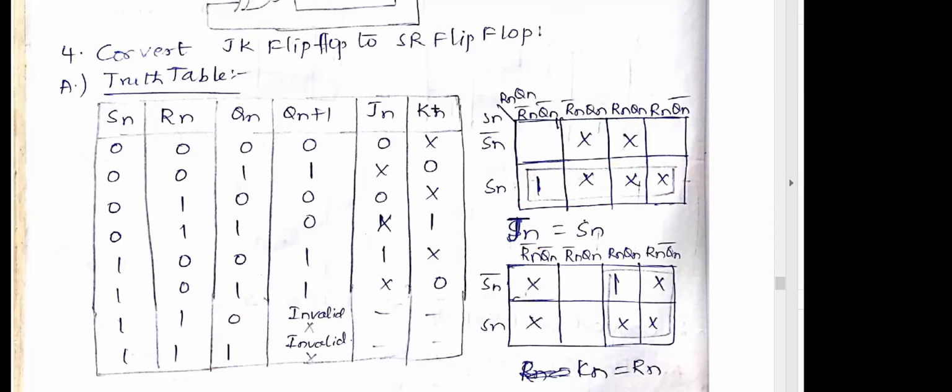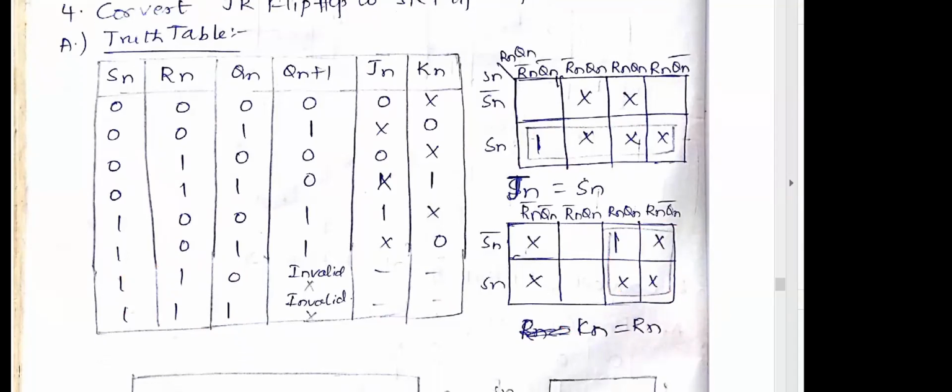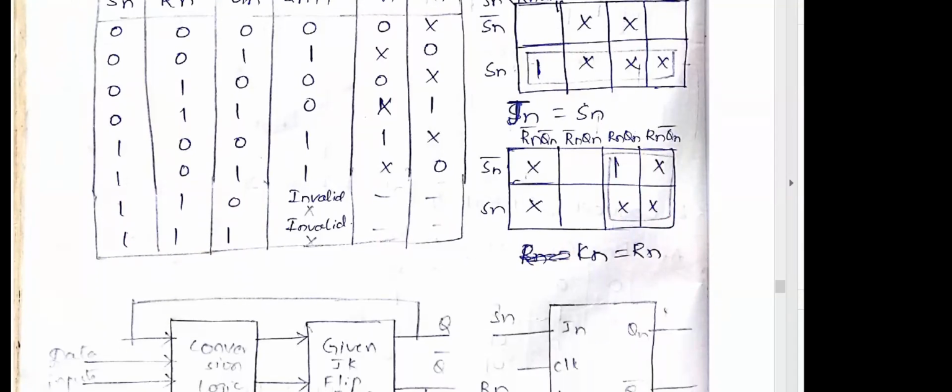Similarly, you can write the output equations for K. Here also we consider these two conditions as don't care, since we don't know the values of these two. Matching the remaining, here also we got one quad. By taking this quad, you can write the output equation for K equals R. Therefore, by taking this you get J equals S and K equals R.